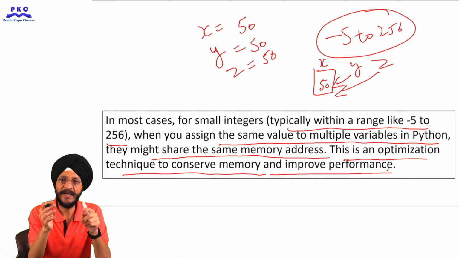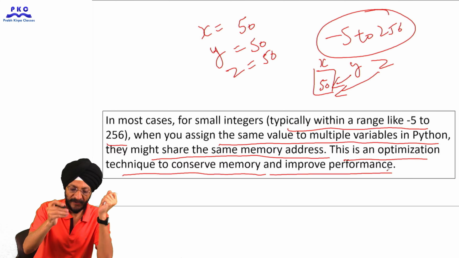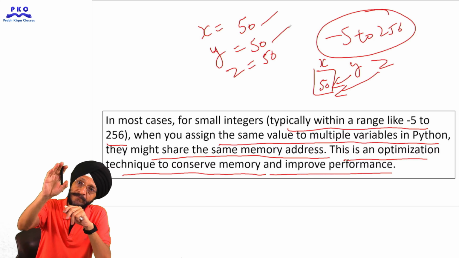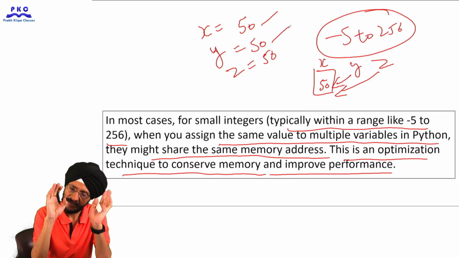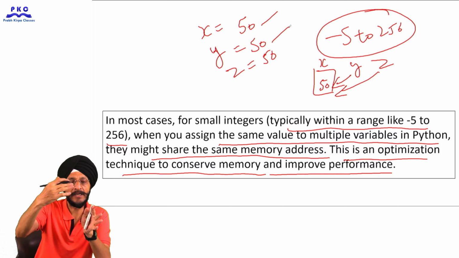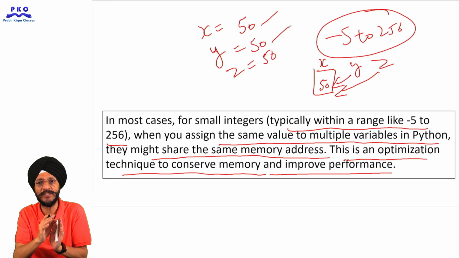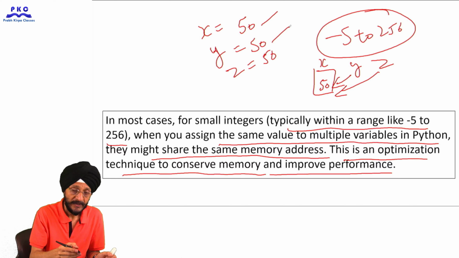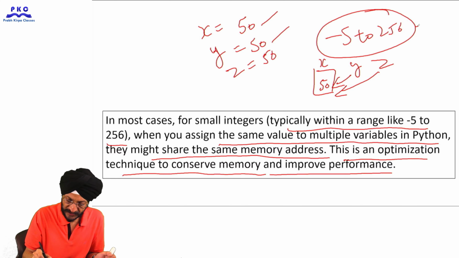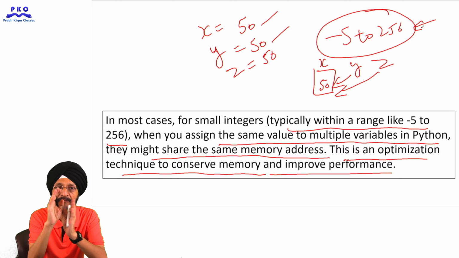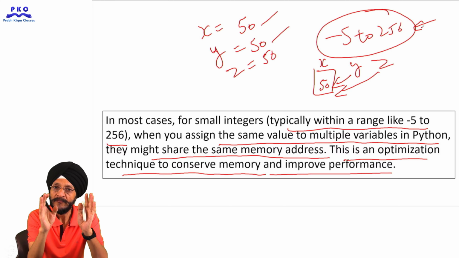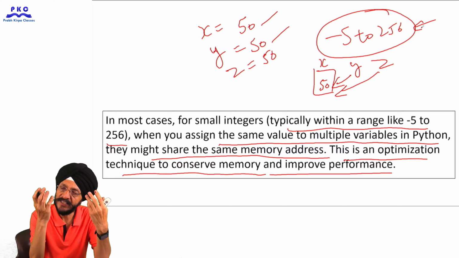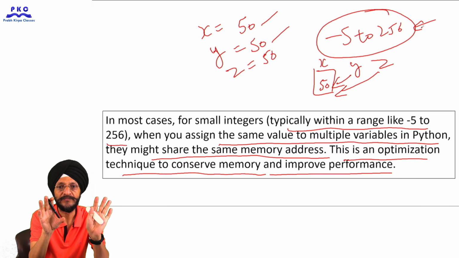However, it may be added that it is not guaranteed that when you write x is 50 and y is 50, there will always be the same memory address. Though in most cases it may happen that the memory location will be the same in case of x 50 and y 50, it may not. Now, for the specific values -5 to 256, the memory location will be the same. In most cases this will be found.